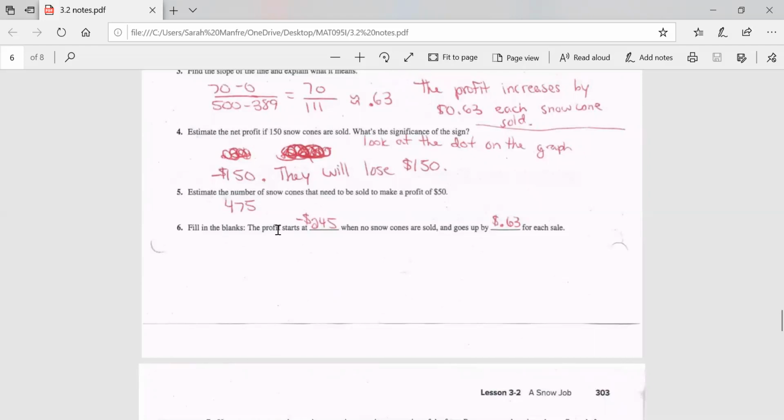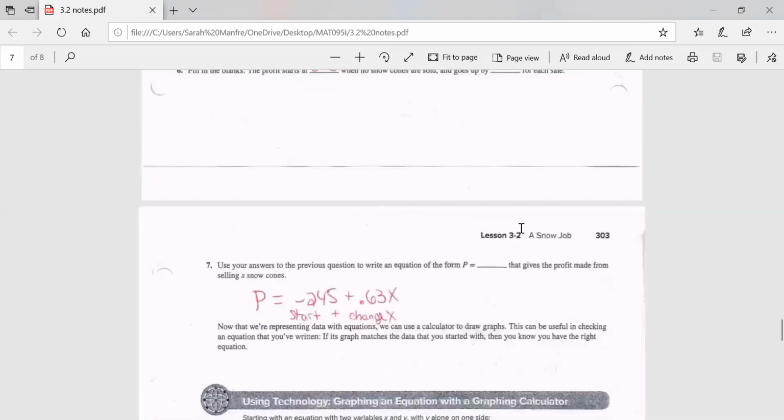Fill in the blank. The profit starts at negative $245 because that's if they sell 0 snow cones, right? So that's where it starts. That's the starting point. And when no snow cones are sold, it's negative $245, and it goes up 63 cents for every snow cone. So for every sale, it goes up 63 cents. So write my equation. They start at negative $245 and it increases by 63 cents for every snow cone sold. So this is the profit equation.